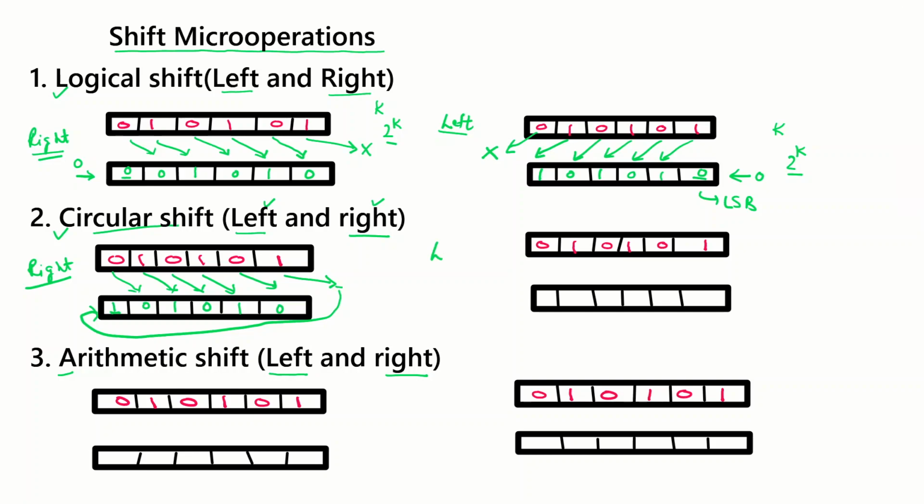Similarly, now we see the circular left shift. So we are shifting right, we are shifting left. This bit will be shifted here. This bit will be shifted here. This bit will be shifted here. This bit will be shifted here. This bit will be shifted here. This bit will be shifted here.